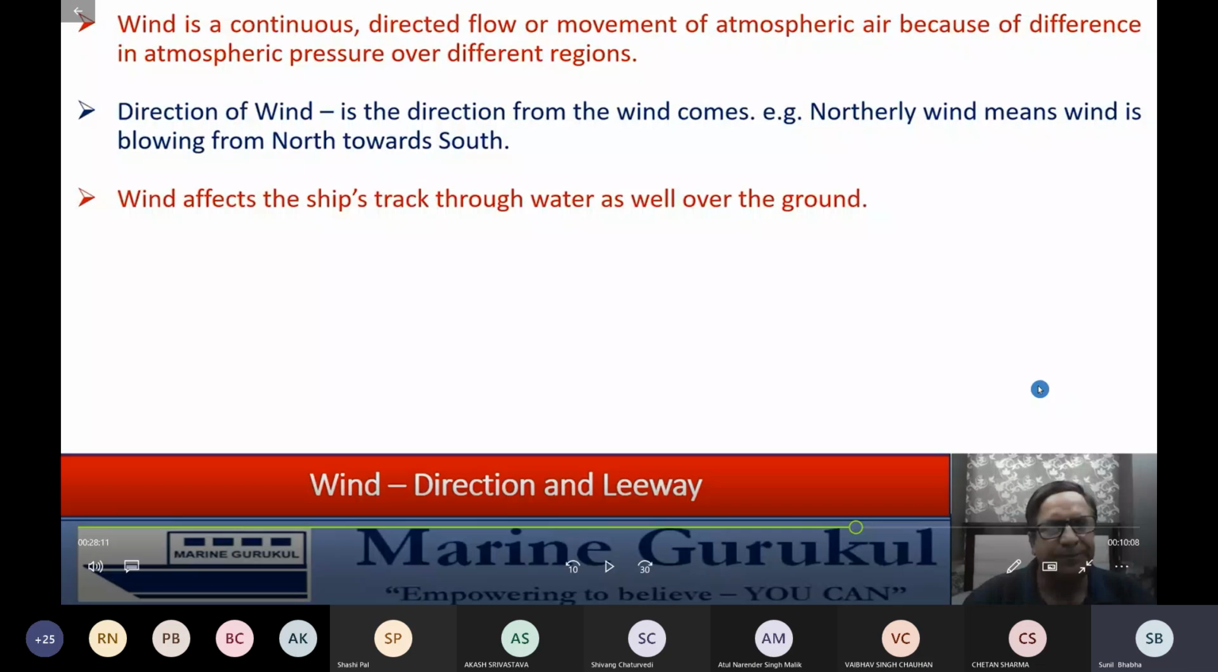So that is the direction of the wind and the current. You should be careful. Their nomenclature is opposite to each other. Wind is always named from the direction from where it is coming, and current is always named in the direction in which it is setting, or it is taking you, or it is drifting you. So let's proceed ahead now.